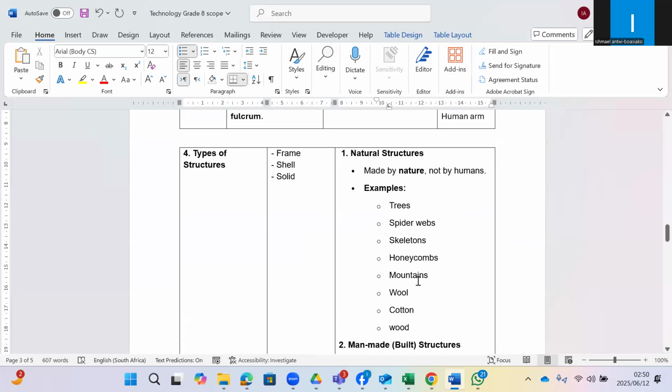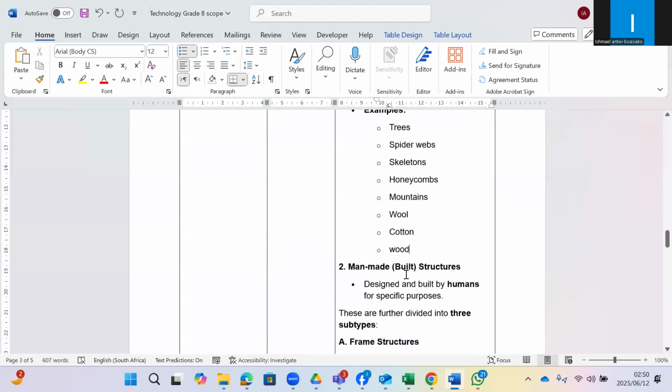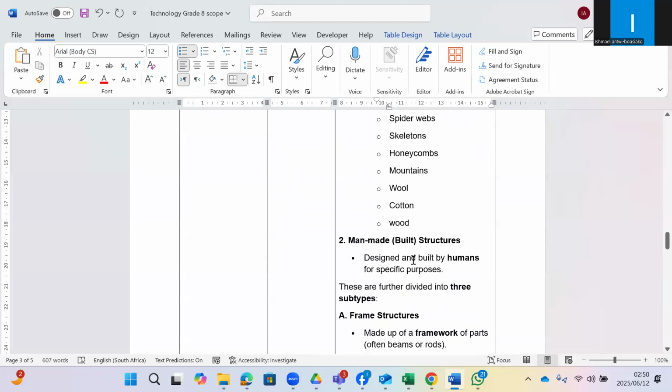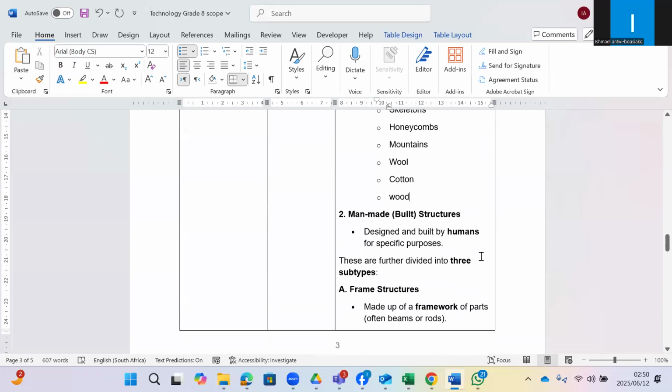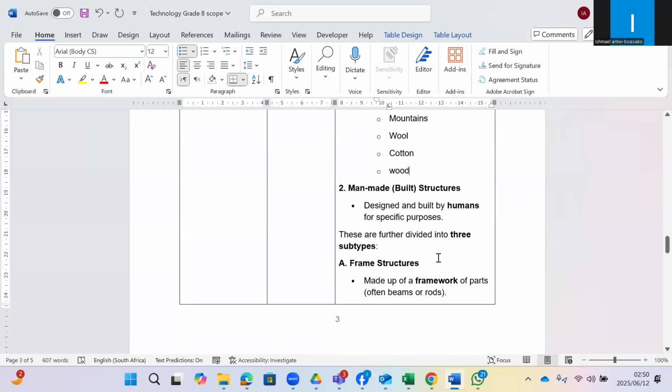Any type of structures that were not made by human beings but by nature, we call natural structures. You must know them and examples also. Then the man-made structures are made by human beings for a specific purpose. Example of the man-made structures, we have three of them.